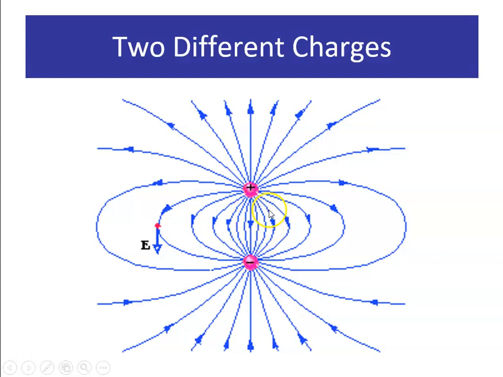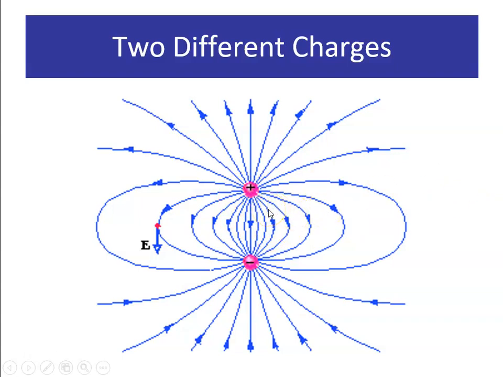What about if you put a positive test charge, say, at this point right here? Well, that's going to feel a force down and to the right from the positive charge, and it's going to feel a force down and to the left from the negative charge. But it turns out, in this case, the overall force is down and to the right. Why? Because you're closer to the positive charge than you are to the negative charge in this example.